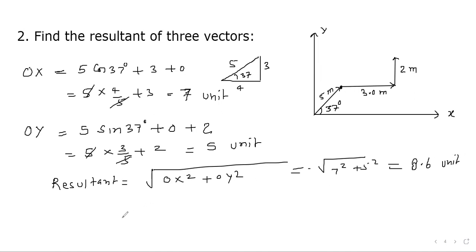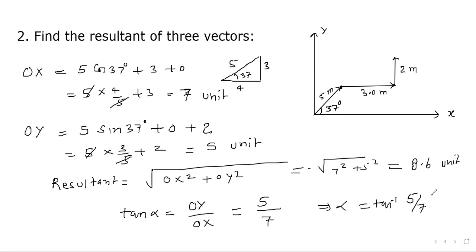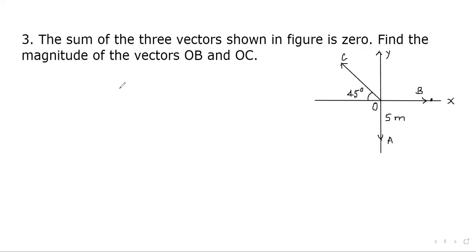Now we have to find out the angle. So we write tan alpha equal to OY upon OX. So it is 5 by 7, or alpha equal to tan inverse 5 by 7. Now the next question is: the sum of three vectors shown in the figure is 0. Find the magnitude of the vectors OB and OC.